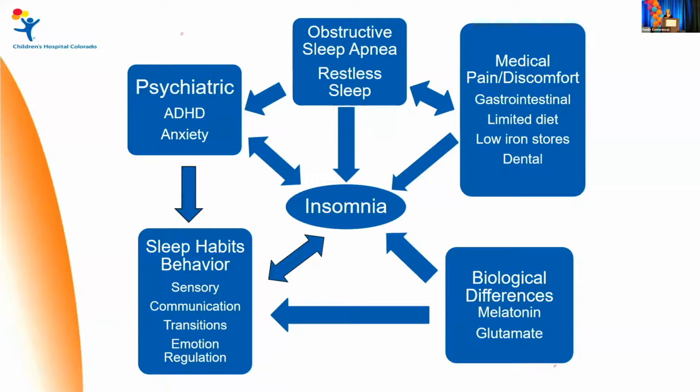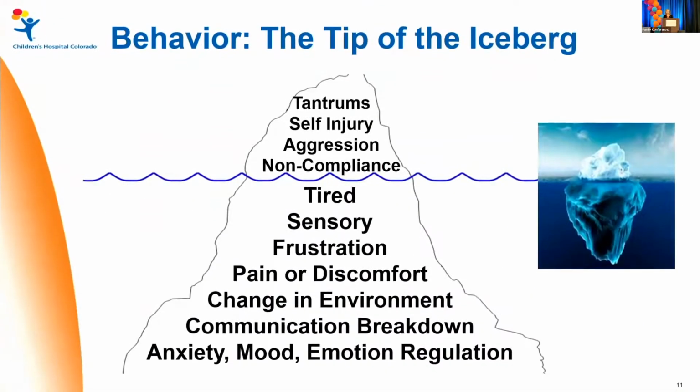Biological differences in melatonin production, GABA and glutamate can have an impact on your child's sleep. But it could also be that your child is constipated or has reflux, and that's causing pain, because every 90 minutes you cycle through light sleep, and if you're having pain or discomfort, it can wake you up. ADHD and anxiety can also impact sleep. So with everything in children who have developmental issues, we have to think about all the different things that could have an impact. I'm going to shift gears to behavior.